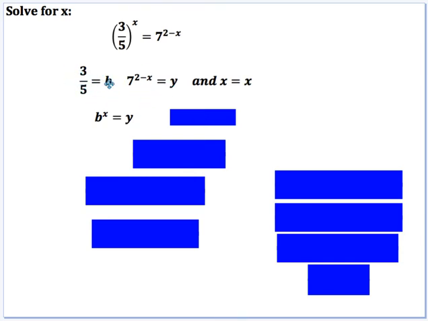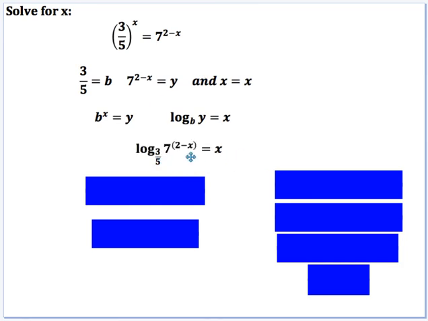So we have, this is our b, this is our y, and x is x. So then we're going to change our formula into a logarithm. So we're going to change from an exponential function to a logarithmic function. And when we replace the b, y, and x with these things, then we get this. We get log base 3/5 of 7 raised to the power of 2 minus x. And then that is going to equal x.